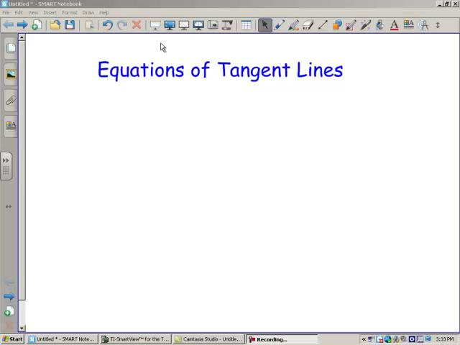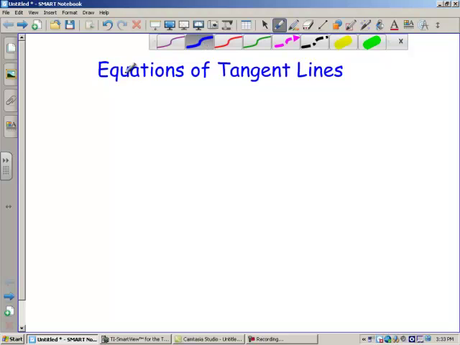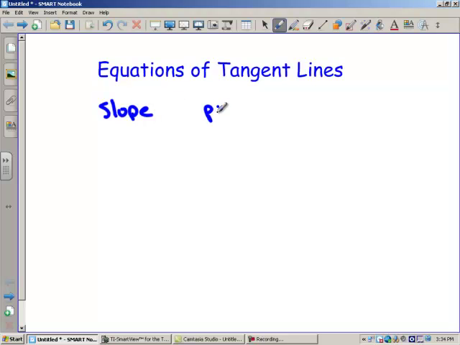Today we're going to learn how to write the equations of lines that are tangent to curves. And so we're going to start with a little review of how do you write the equation of any line. There are two things you need to write the equation of a line. And those things are a slope and also a point.